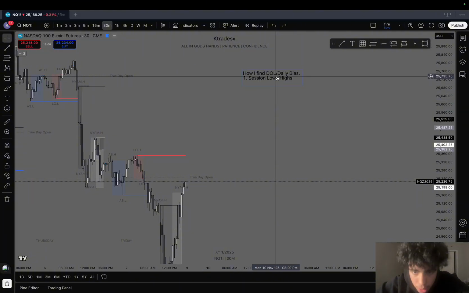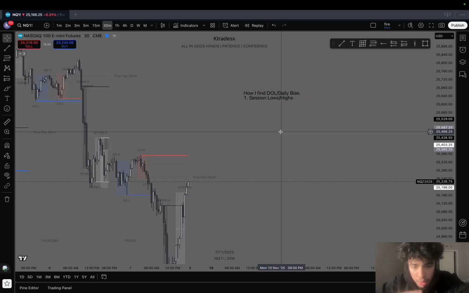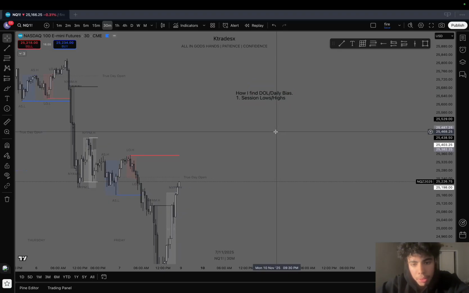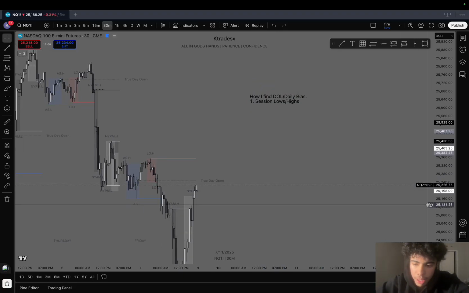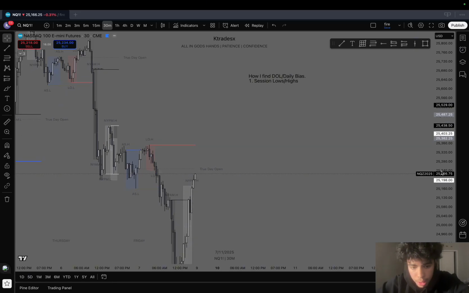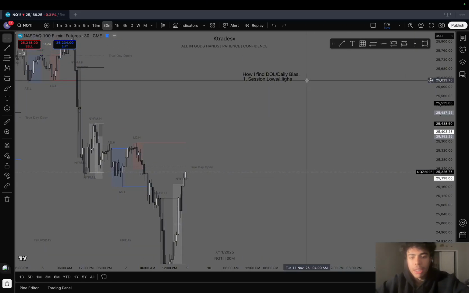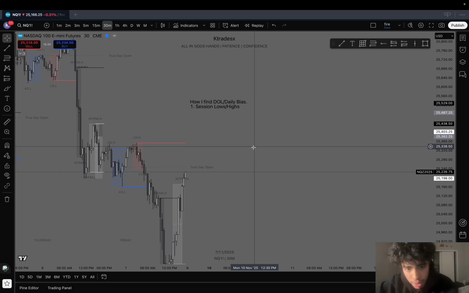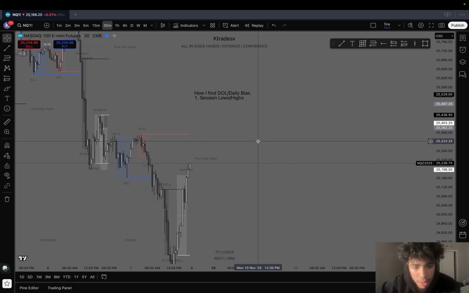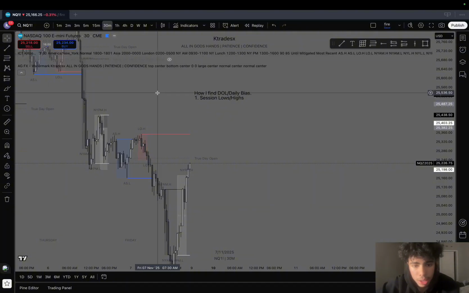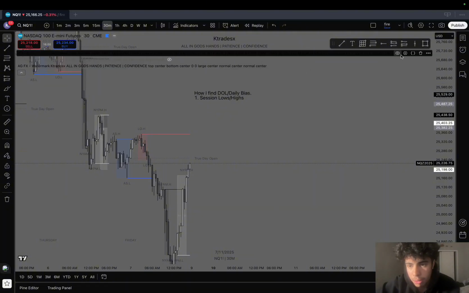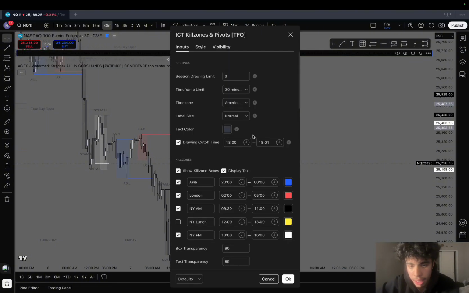So for the first one, I'll go over around three. I'll make a part two video for this because there's a lot more to it, but just a beginner friendly start on how I find my draw on liquidity and daily bias. For the first one, kind of obvious, it's going to be session liquidities. You guys probably know this already.